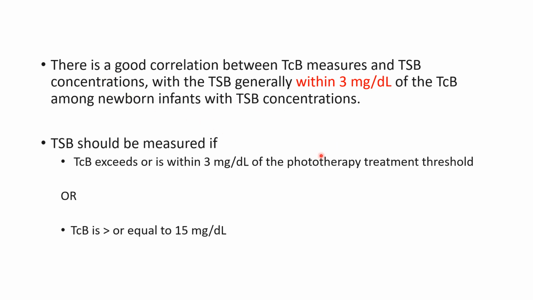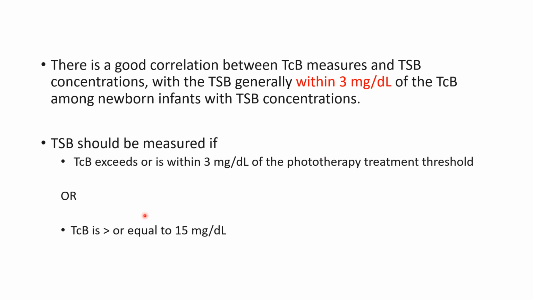There is a good relationship between transcutaneous bilirubin measurement and the total serum measurement, which is generally within 3 milligram per deciliter difference. And that's correct when the total serum bilirubin is 15 or less. If the transcutaneous bilirubin is more than 15, it becomes less accurate or less validated. So anytime you have transcutaneous bilirubin 15 or higher, you should send serum total bilirubin. Below 15, the results correlate within 3 milligram per deciliter.